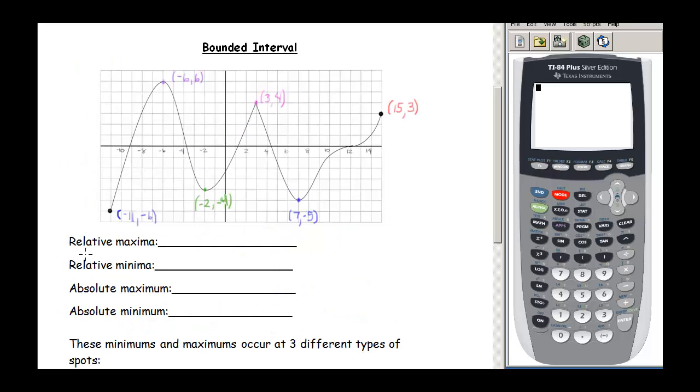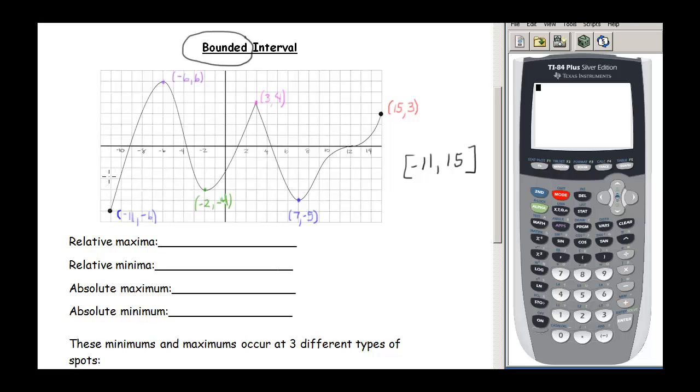Let's look at a graph where we have lots of these types of points. We've got a graph that is defined over a bounded interval, and our domain for our function goes from -11 up to 15. So this is a bounded interval because it doesn't head off towards infinity in either direction. We are supposed to figure out where our function has relative maxima, relative minima, absolute maximum, and an absolute minimum.